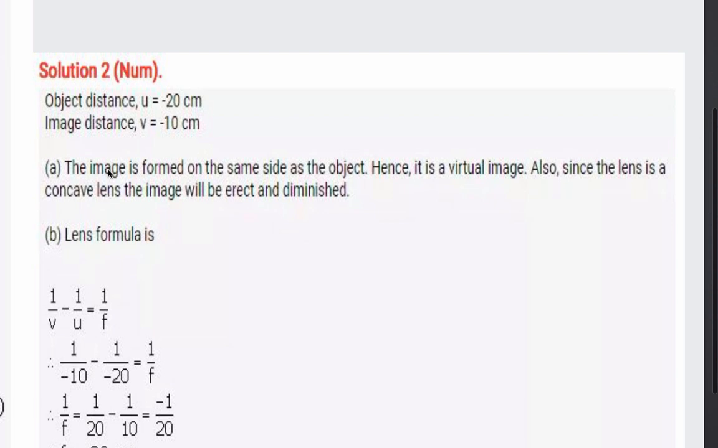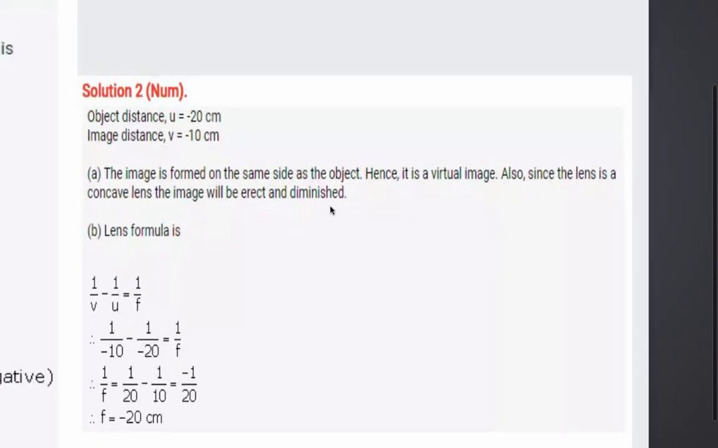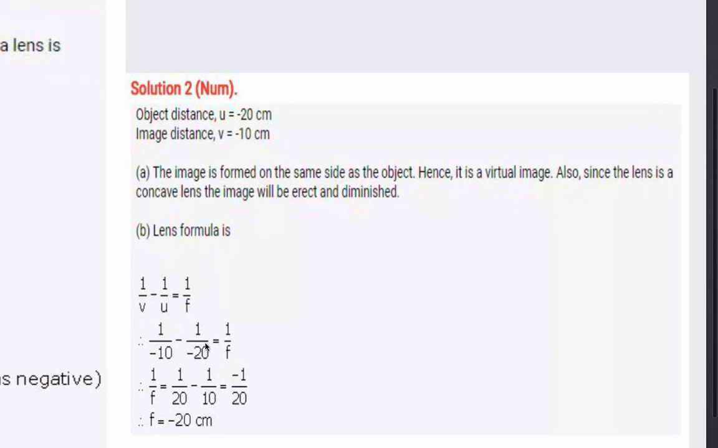Fine. So again, I am repeating, image is formed on the same side, so that is a virtual image, and the lens is a concave lens. So it will be erect and diminished image. Use the lens formula. 1 upon f equals 1 by v minus 1 by u. Put the signs along with the sign: 1 upon minus 10 minus 1 upon minus 20. This minus and minus becomes plus.